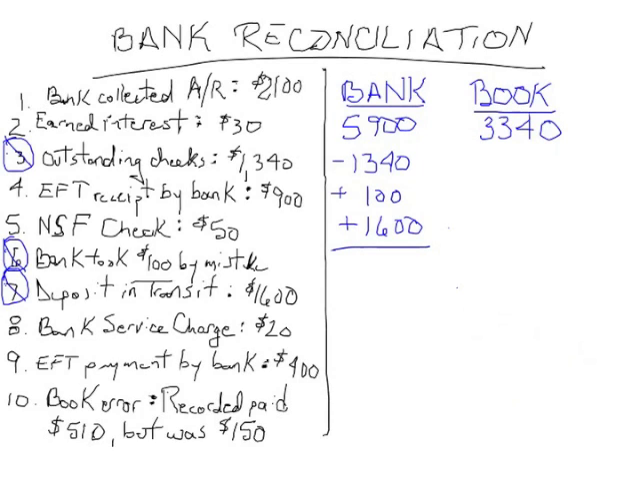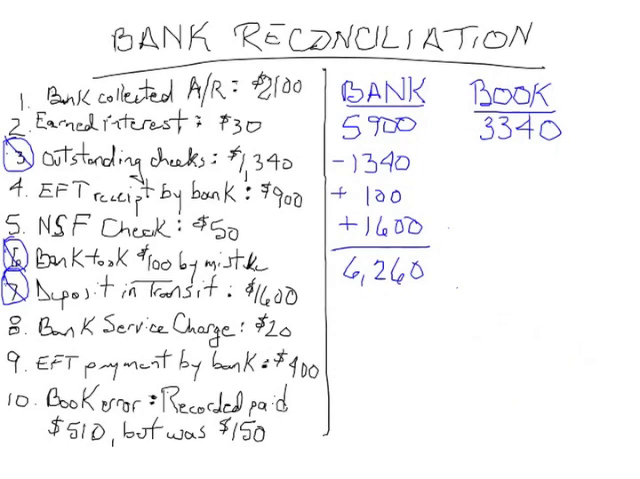So what does that total? Well, if you break out your handy-dandy calculators, you're going to see that that is $6,260. Now, book balance. Everything else is an adjustment to the books. Now you just have to think about it.